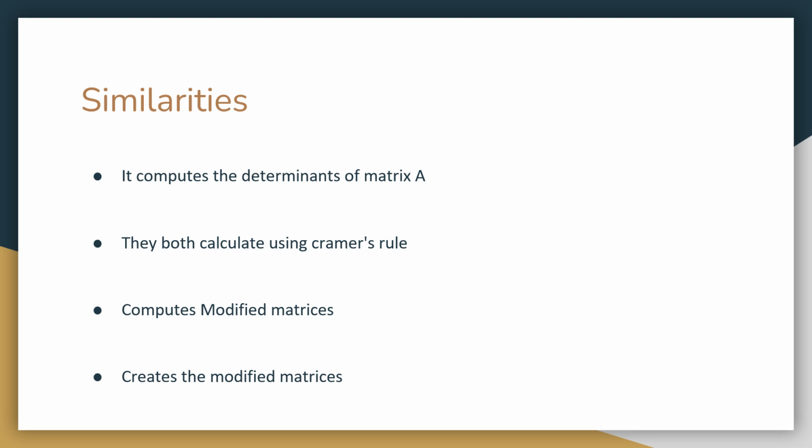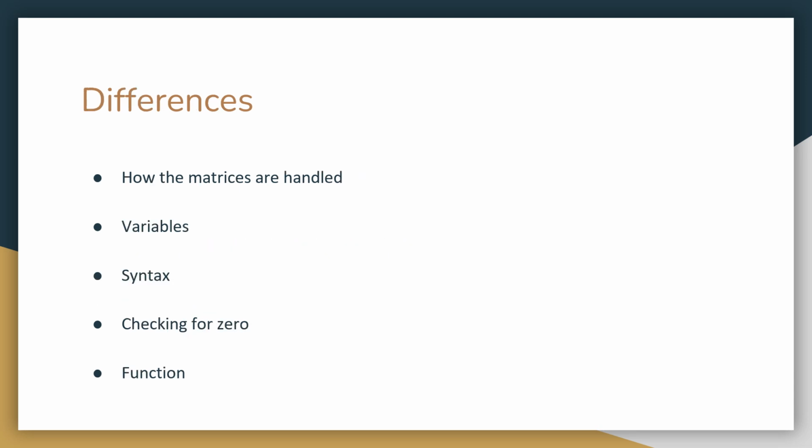So similarities between them, they both compute a determinant of matrix A. They both calculate using Cramer's rule. They compute and create the modified matrices. The differences I saw within them are how they handled the matrices, the variables, syntax, checking for 0, and function, since I didn't add a function.